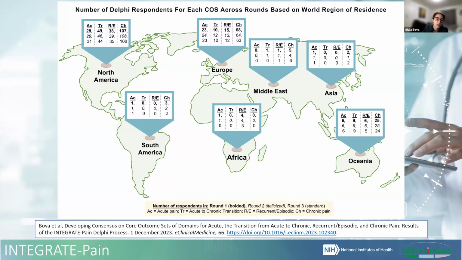So row 1 shows round 1, round 2, round 3. As you can see, we had representation from every continent, but it is heavily weighted towards North America and Europe. And that is largely because of where the research on core outcome sets is coming from. And then we relied on our networks, our patient advocacy networks from North America and Europe, and we asked them to recruit other individuals for the study, essentially using snowball sampling, which meant that a lot of the participants, again, were limited to North America and Europe.